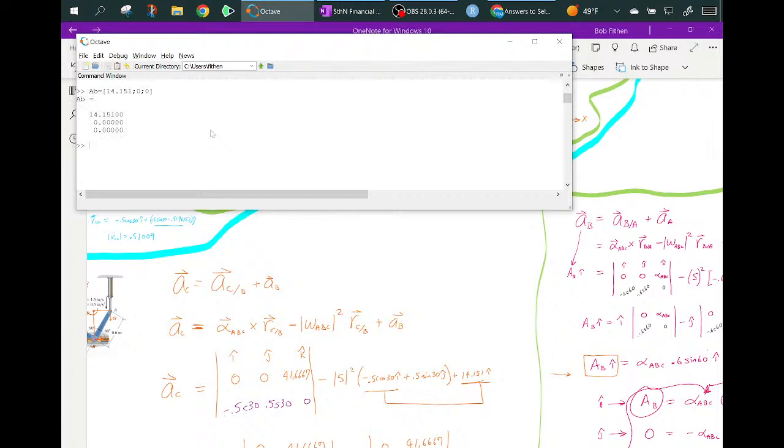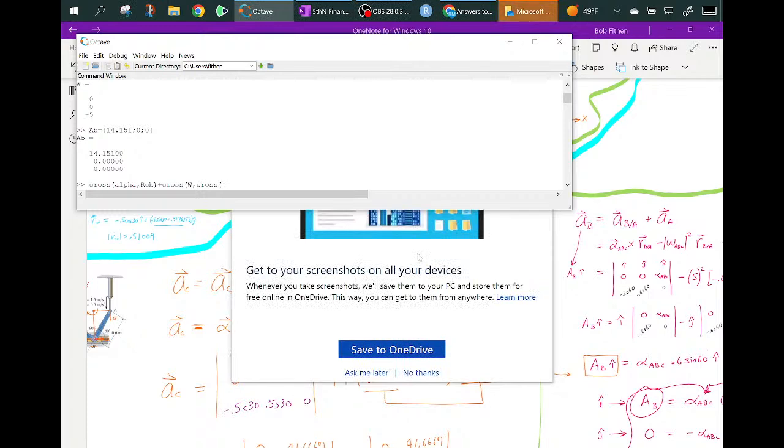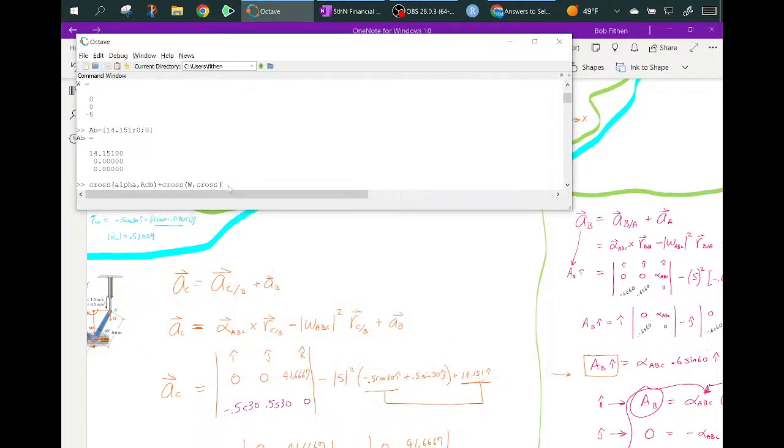Okay. If I were to write this acceleration to C, it would be alpha cross with R CB plus omega cross omega cross R CB. And then add acceleration of B.